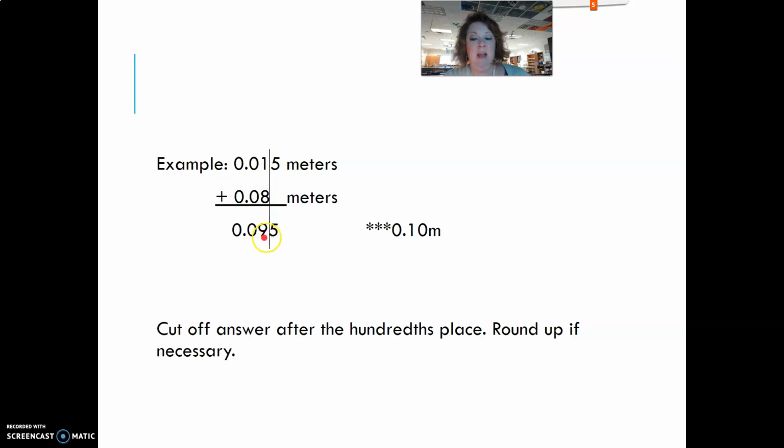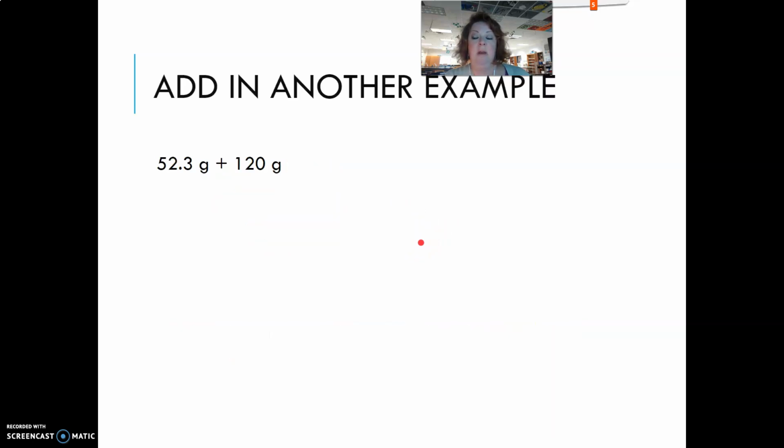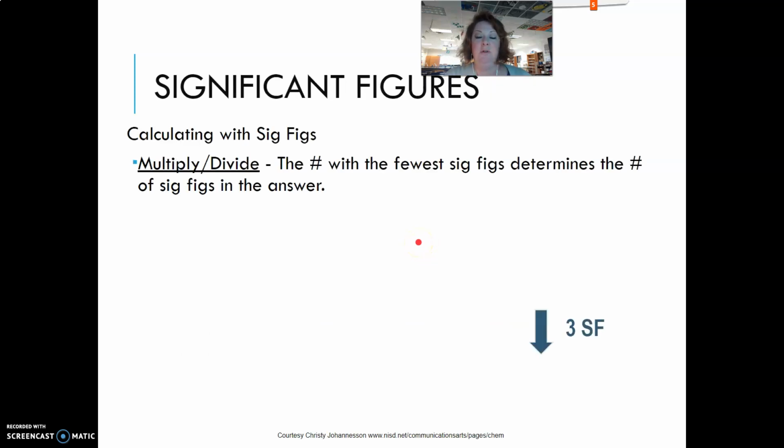When that 9 and then the 5 is going to make the 9 round, and so it's going to be 1.0. Okay, another example, and you can do this one on your own. Please write that down. Let's go on to multiplying and dividing.